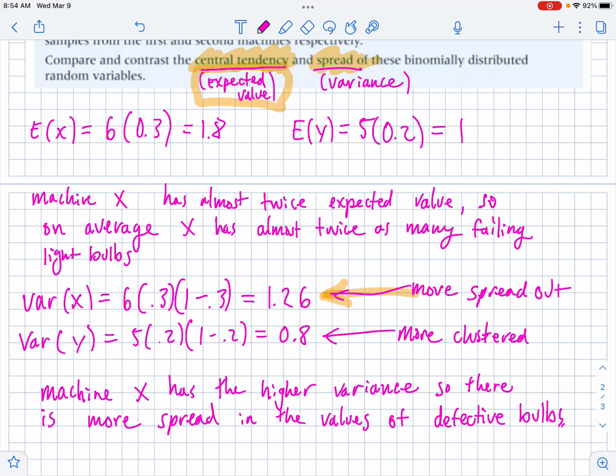Okay, you guys, that was today's lesson. Basically just expected values, the central tendency, the average, and the variance, which is like standard deviation and helps you measure the spread of the distribution.